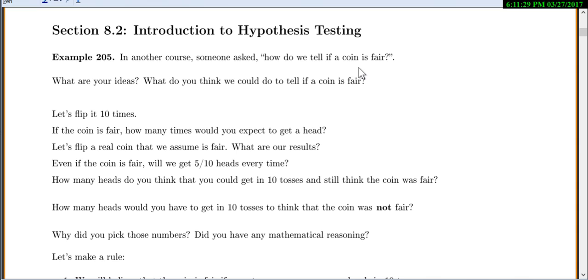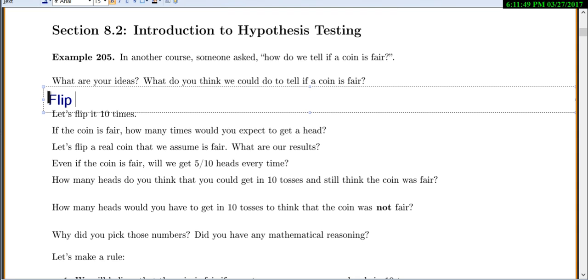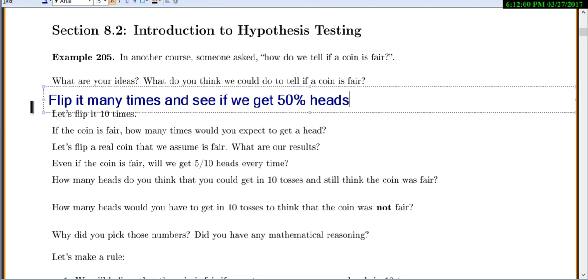So what would your ideas be for how we could tell if a coin was fair? Again, this is where we're going to start brainstorming. What do you think we could do to tell if the coin was fair? Flip it a zillion times and see if it's 50-50. Okay, so we're going to flip it many times and see if we get 50% heads. Okay, sounds good to me.